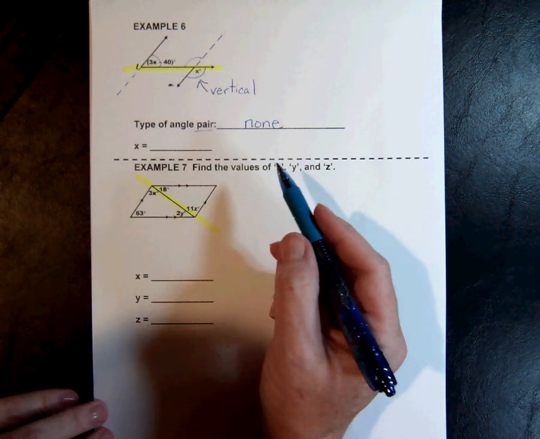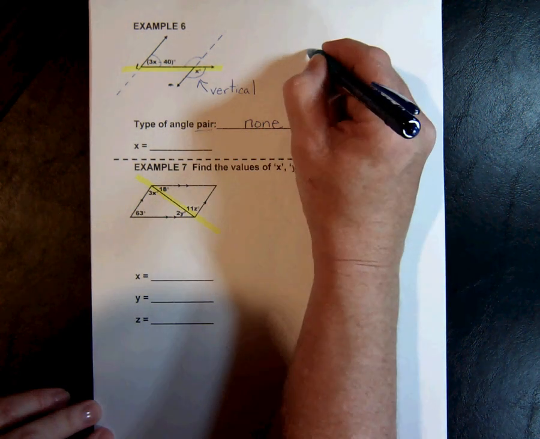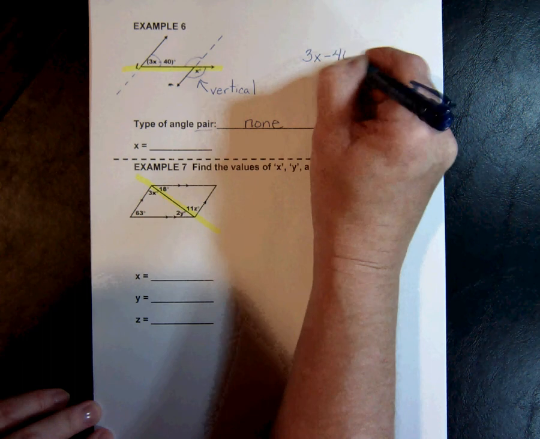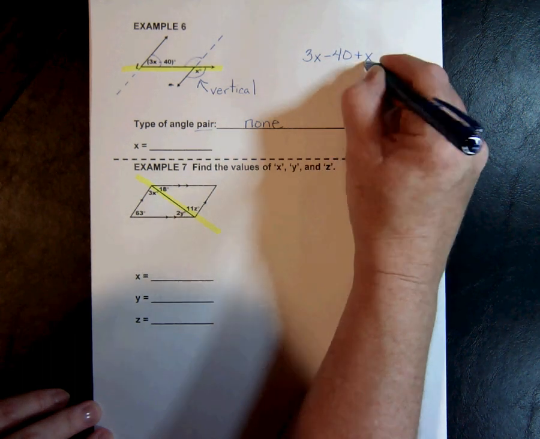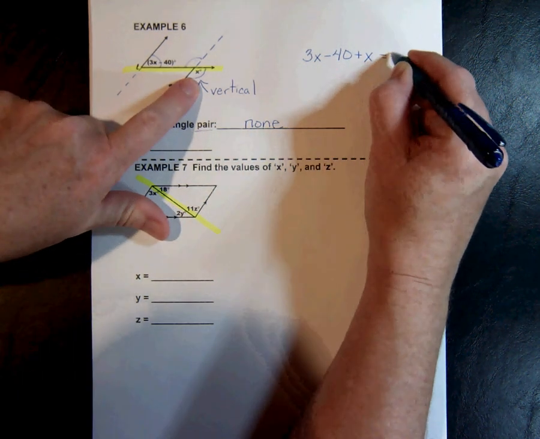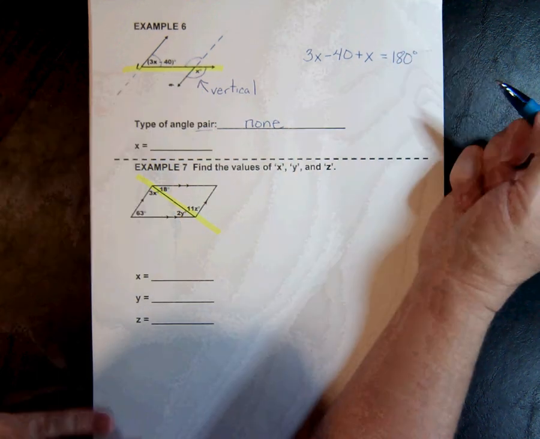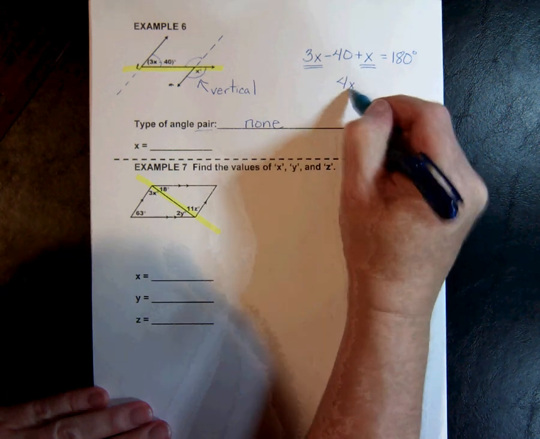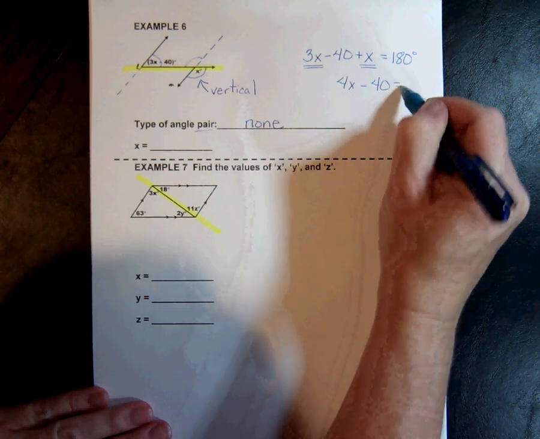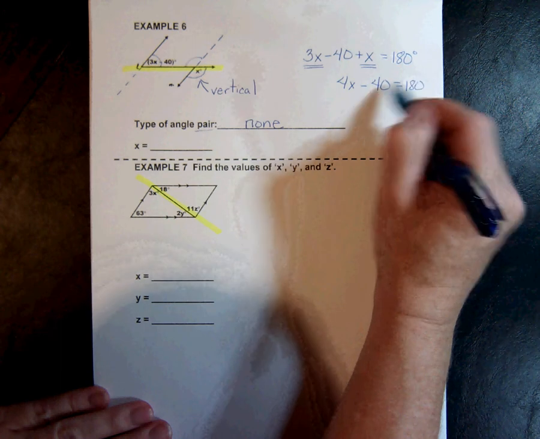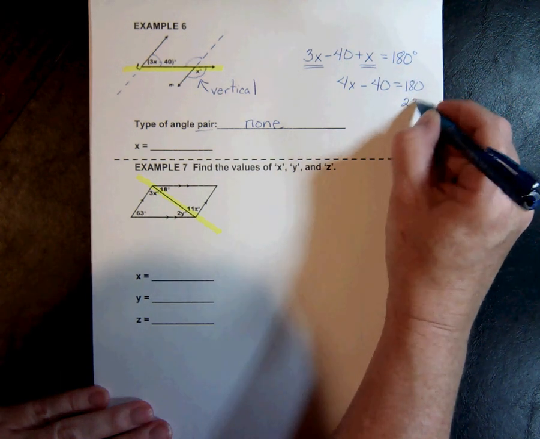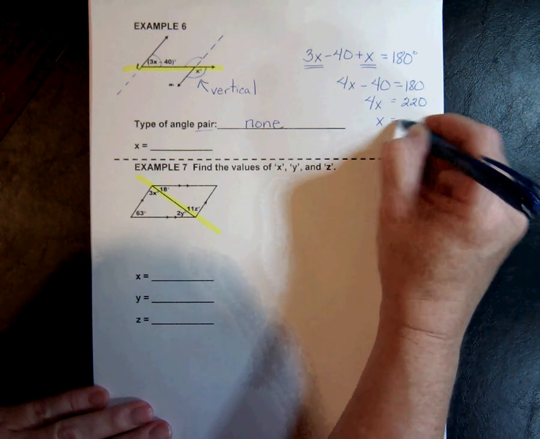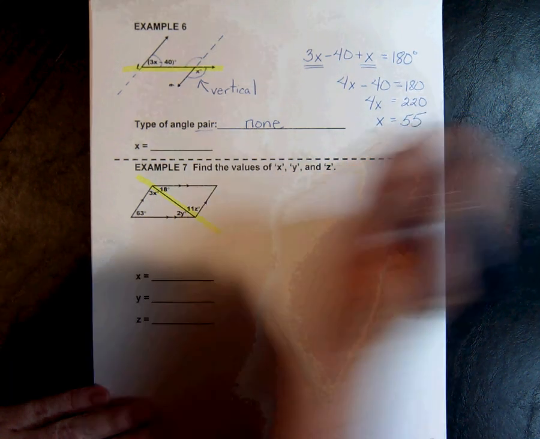So since we know that all of them equal 180, you've got 3x minus 40 plus the x, don't forget this one, is all equal to 180. Combine your like terms. 4x minus 40 equals 180. Add 40 to both sides, you get 220 is equal to your 4x. Divide by 4 and you get 55. Only x is equal to 55.